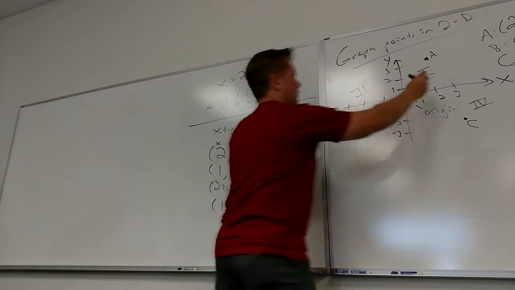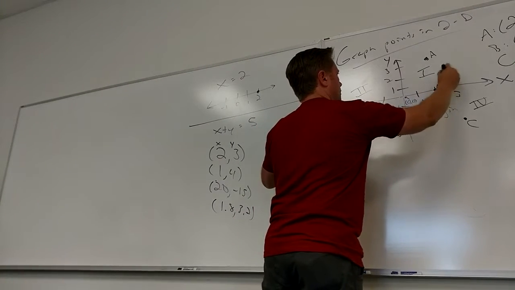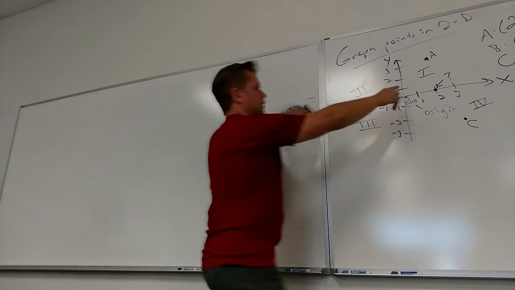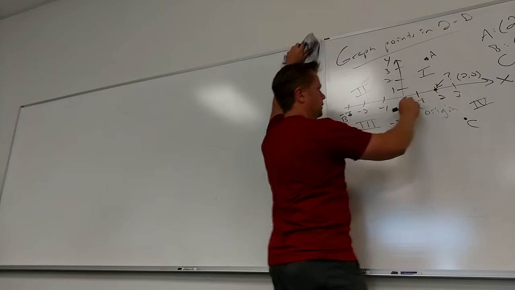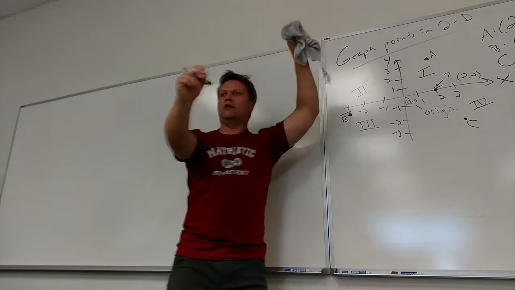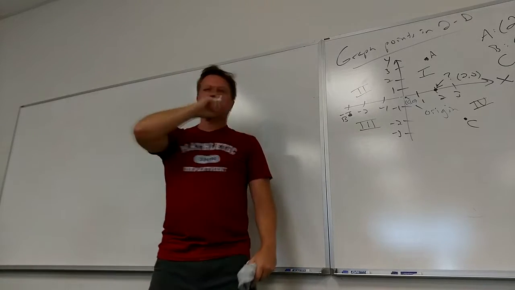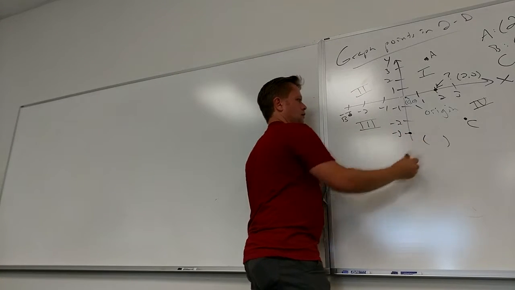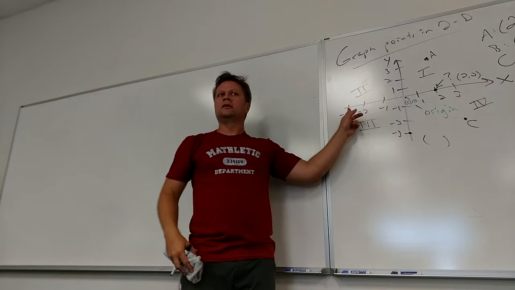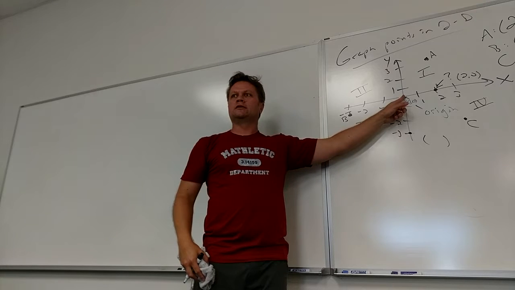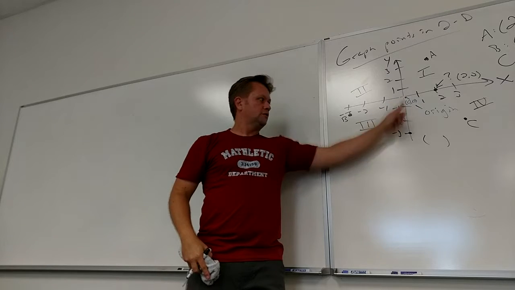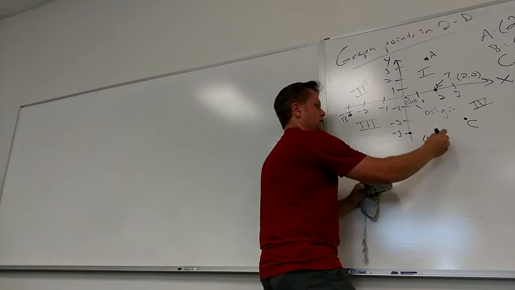So can somebody tell me what point this is? Yeah, good. I like it. That's the point 2, 0, because it tells me to go 2 over and then 0 up or down. So I stay on the x-axis. So what point is this? No, negative 3, 0 would be there. 0, negative. Yeah, how much do I move left or right? 0. None. And then I move down 3. So none left and right, down 3.